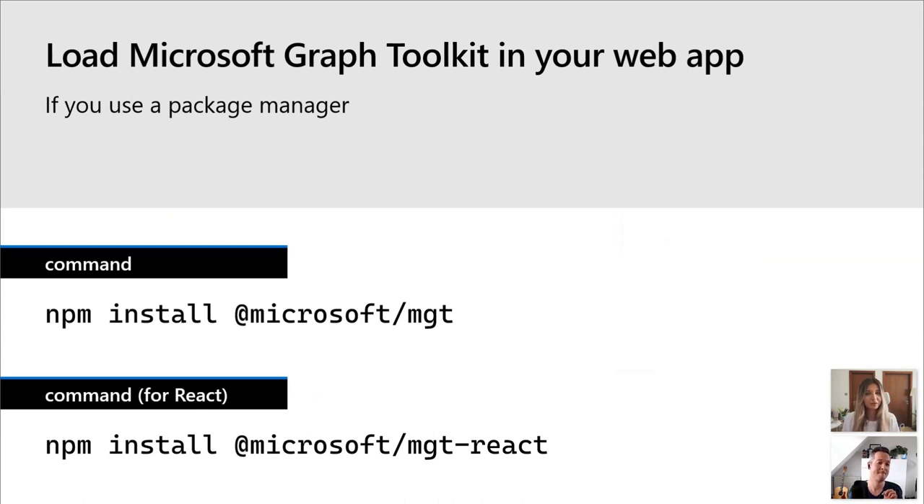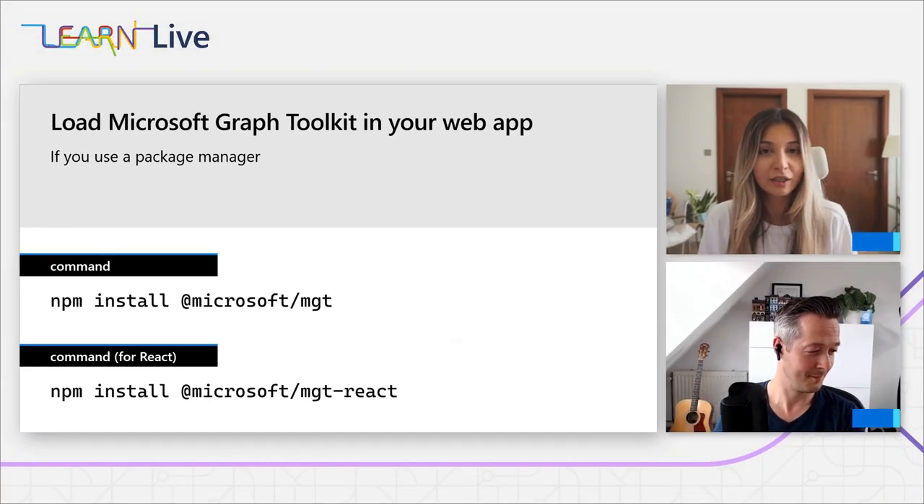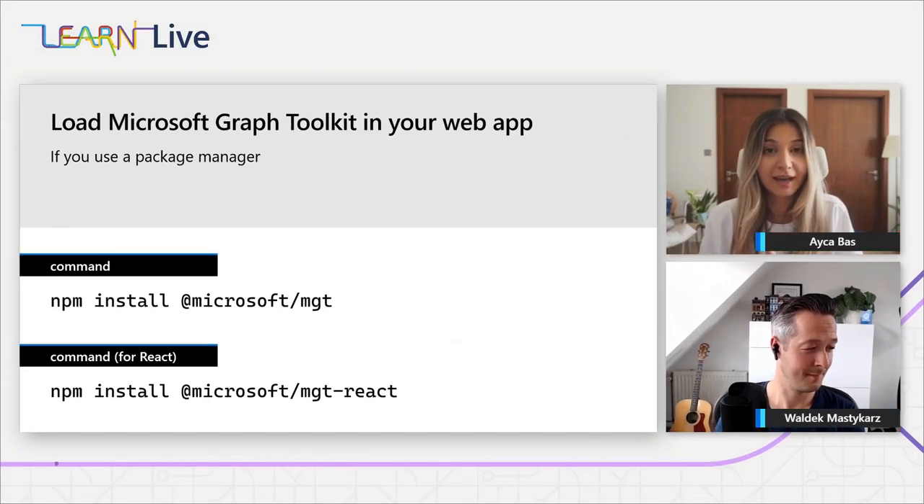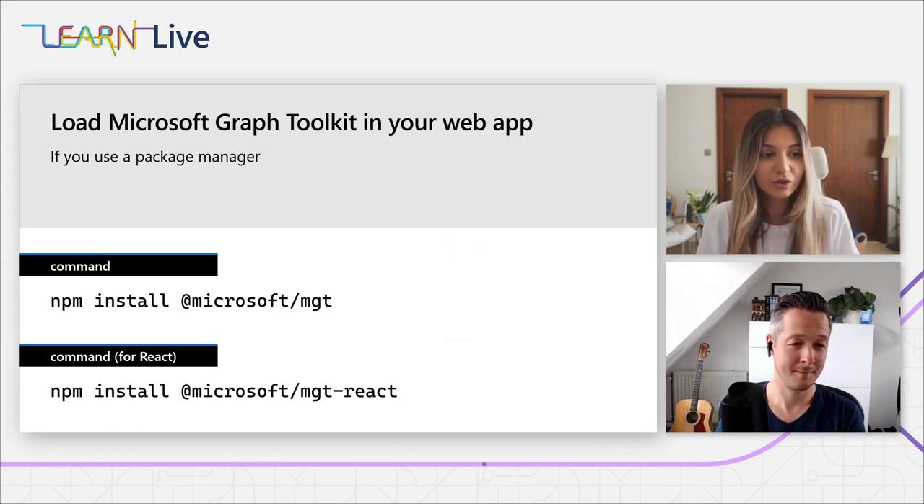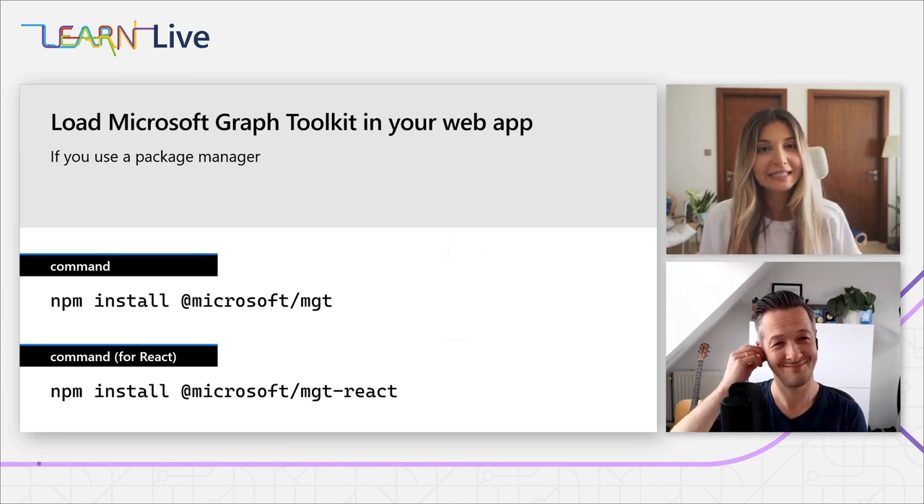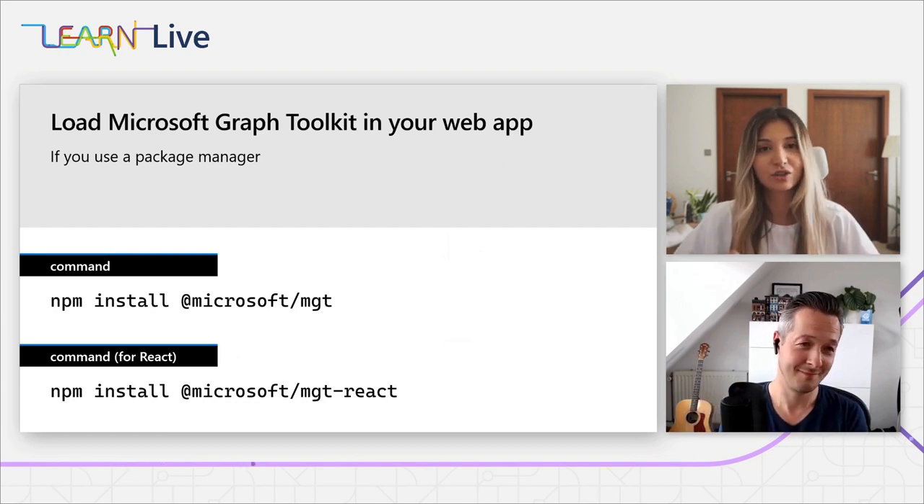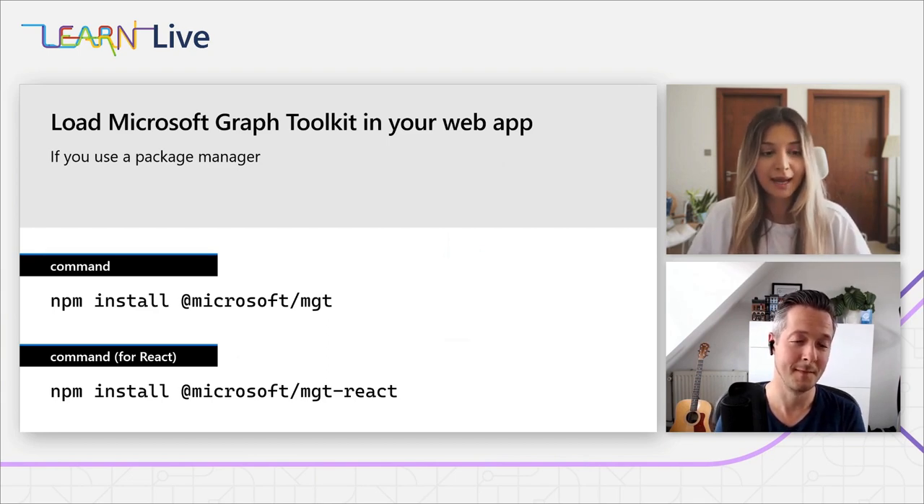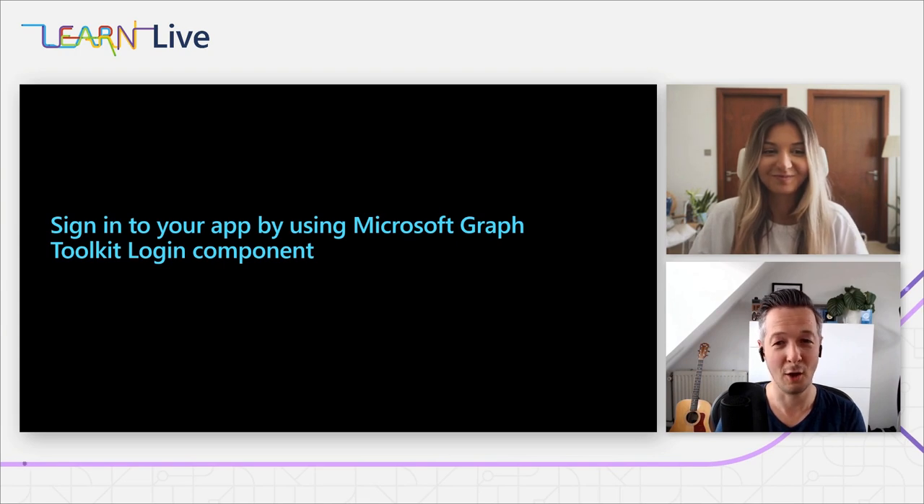This is super cool. So if I want to build any kind of JavaScript app, I can load all of Microsoft Graph Toolkit stuff using npm install @microsoft/mgt. And if I'm using React, I need to just use mgt-react. So I will get some privileges for the components and providers. Let's say I load everything either using script or I use a package manager, but I get all of the Microsoft Graph Toolkit stuff in my app. What's the next step? Auth.